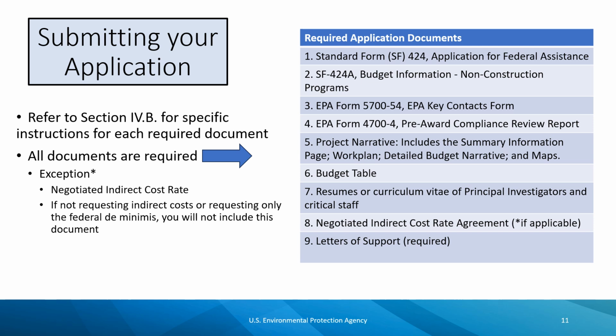There is an exception on the negotiated indirect cost rate agreement. This is only required if you have a federally negotiated indirect cost rate. If you are not requesting indirect cost, or you are requesting the 15% federal de minimis, you will not have to submit this supporting document.